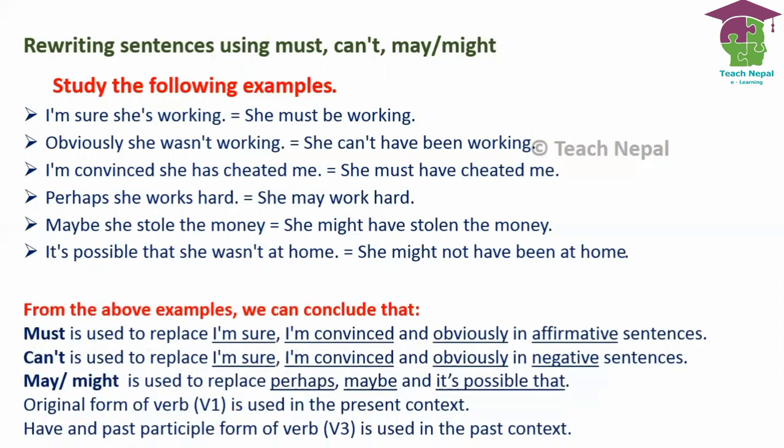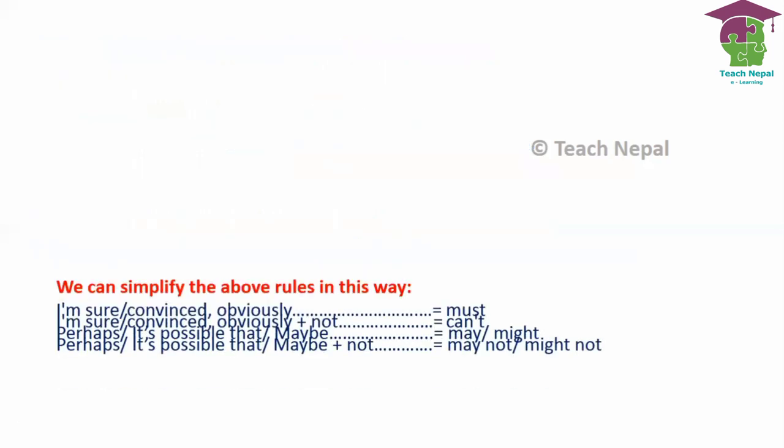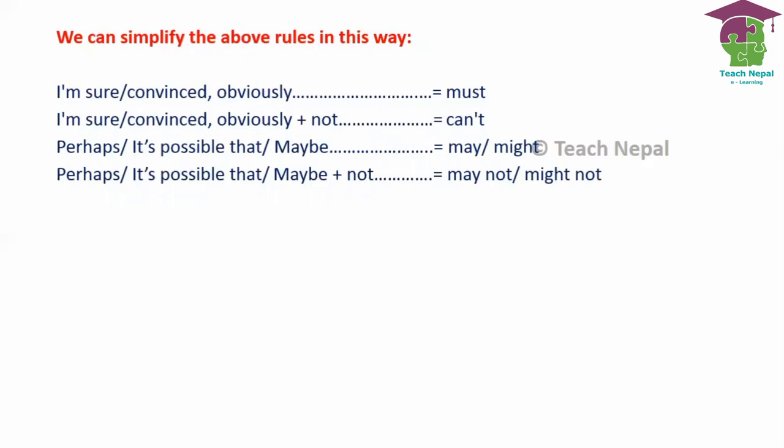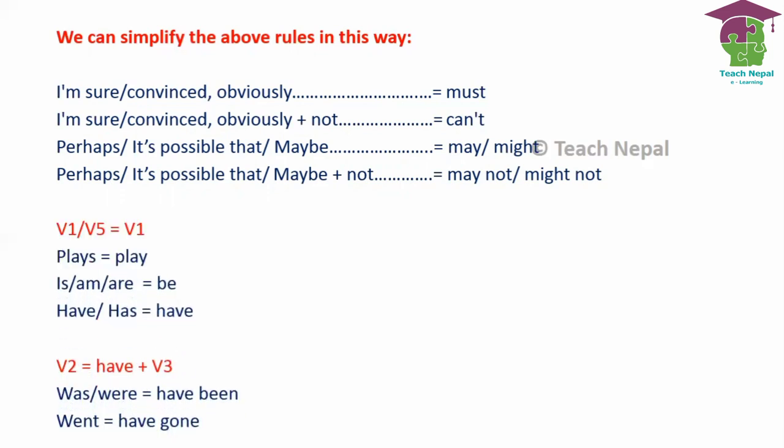So must is used to replace I'm sure, right? I'm convinced, obviously, affirmative. Can't is used in the not case. May and might are used for maybe, perhaps, it's possible cases, right? So I'm sure, convinced, obviously, must. I'm sure, convinced, obviously, or plus not, then can't. In this way perhaps or possible, that's may, might, perhaps not, possible not. In that case we have to use may or may not, right?